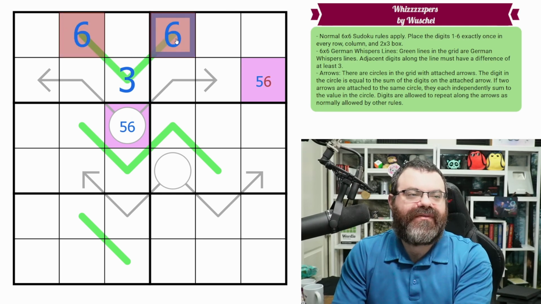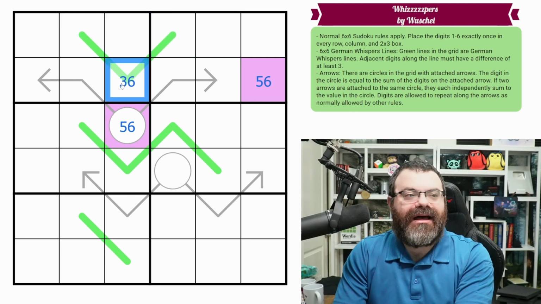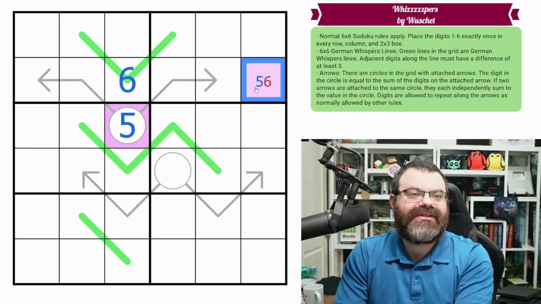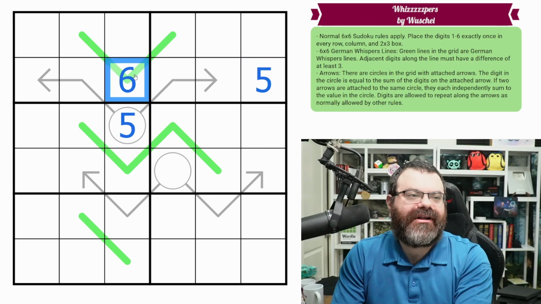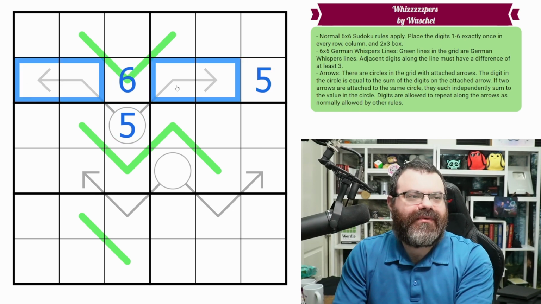But that would mean that both of these need to be 6, and that would repeat 6 in the row. So the result of that is that this cannot be the 3. This must be the 6, and then these two are 5s. Now that I know it's 5, I don't need to call it purple. And we could pencil 1, 2, 3, 4 here, but Sudoku tells us that anyway.